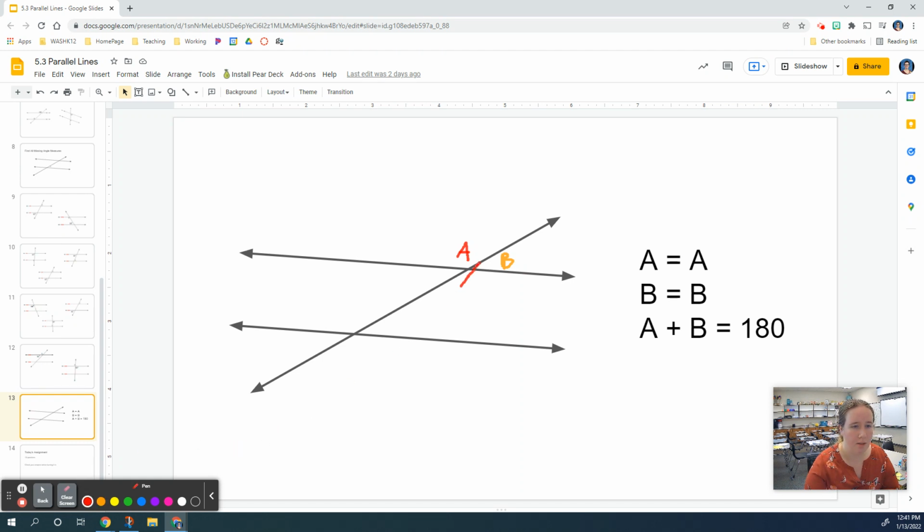Okay, so you should get angle A, angle A, angle A. For these, angle B, and angle B. So you can kind of use this as a cheat sheet, but you know that any angle A is equal to any other angle that has A in its position. B equals B, and that A plus B will equal 180 degrees.